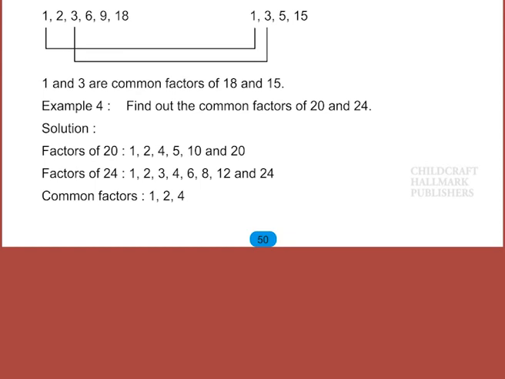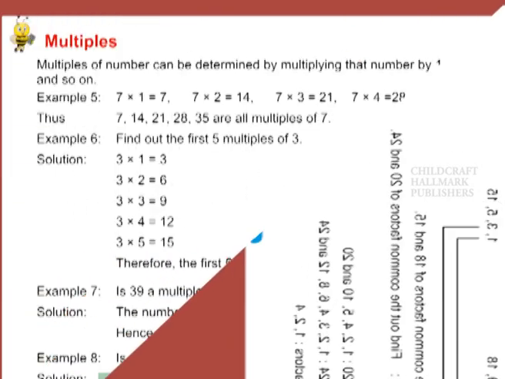Example 4. Find out the common factors of 20 and 24. Solution. Factors of 20. 1, 2, 4, 5, 10 and 20. Factors of 24. 1, 2, 3, 4, 6, 8, 12 and 24. Common factors 1, 2, 4.